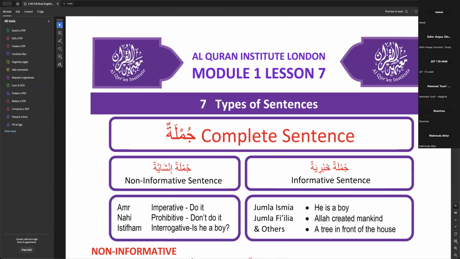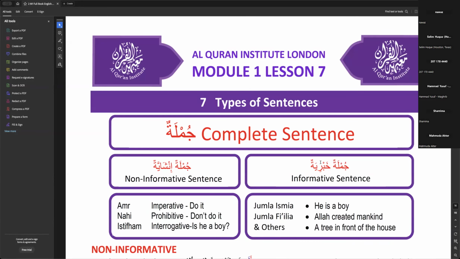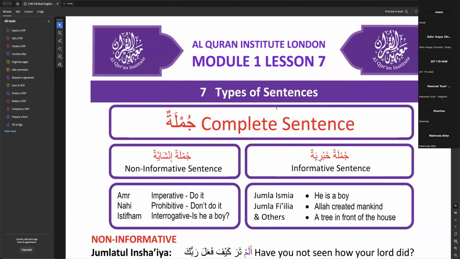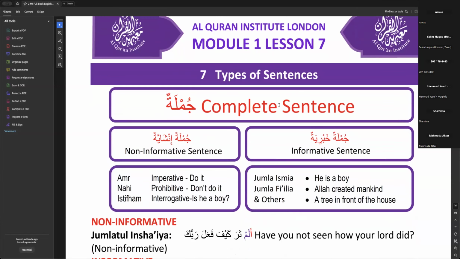I hope everyone is back from the Salatul Maghrib prayer. Okay, so now we're going to look at module 1, lesson 7. Lesson 7 is types of sentence. We're going to explore how many types of sentences we have and what they stand for.